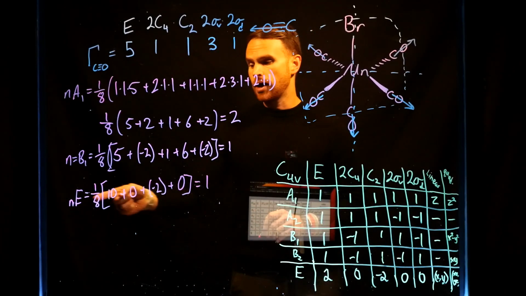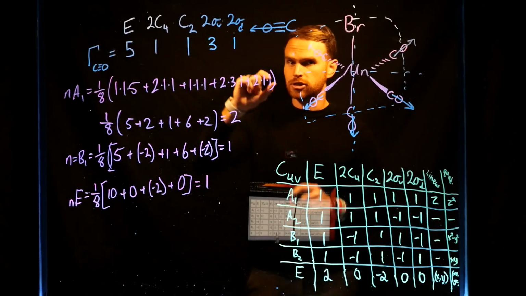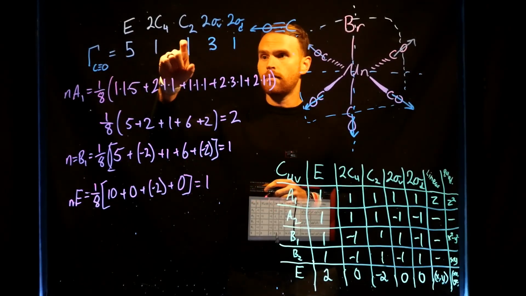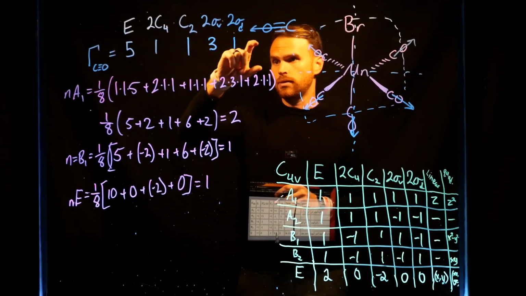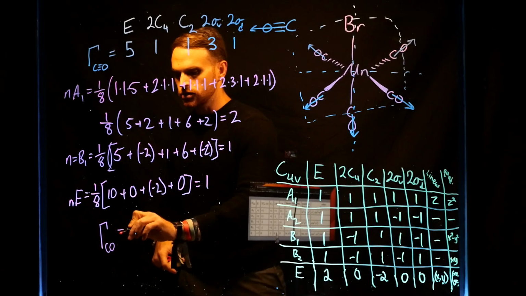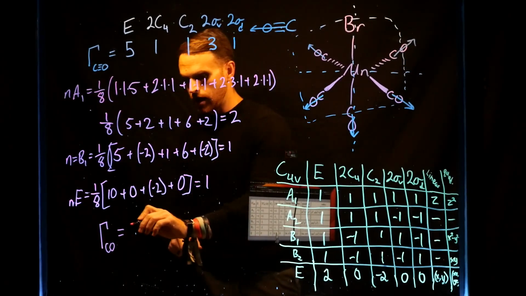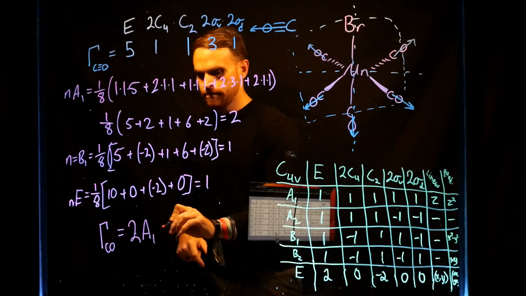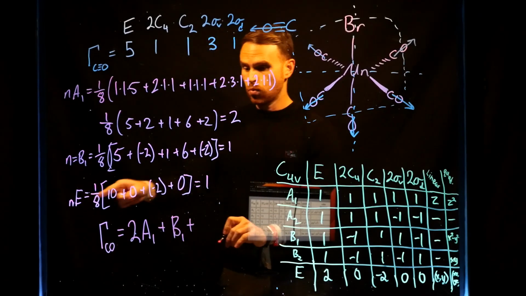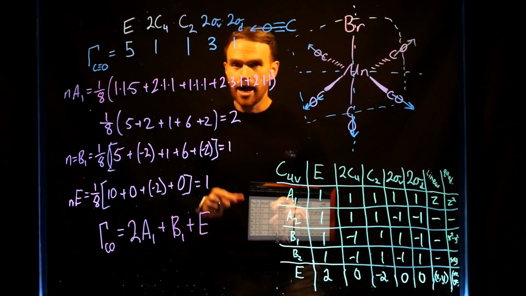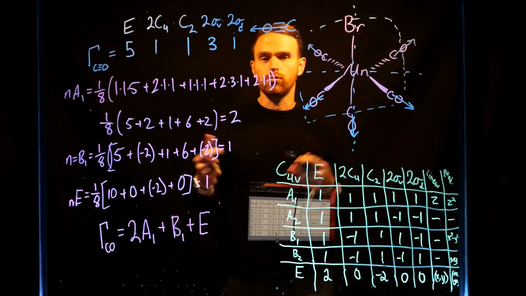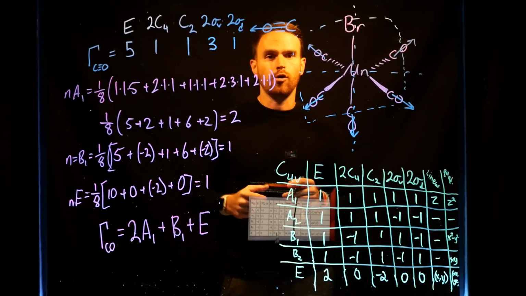So therefore, I know that present in my reducible representation for the CO stretches, there is one E, which means that I can rewrite my reducible representation. Instead of being this, I can rewrite it as my reducible representation for the CO stretches is equal to 2 A1s plus 1 B1 plus 1 E. And in fact, the reason that I skipped A2 and B2 is because they actually equal 0. So they're not actually present in our reducible representation.